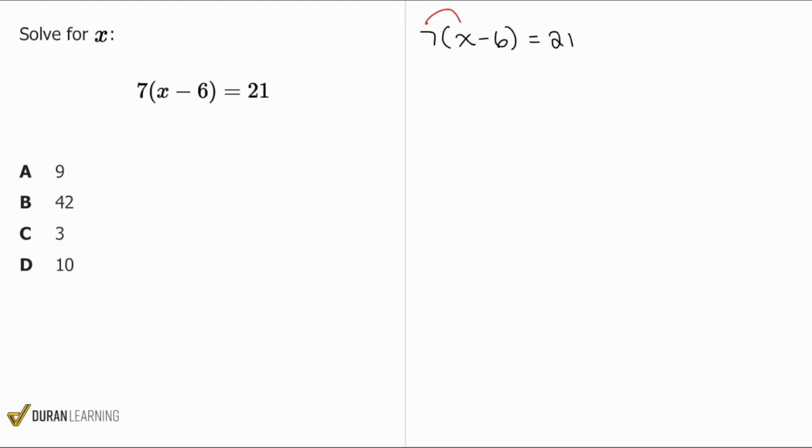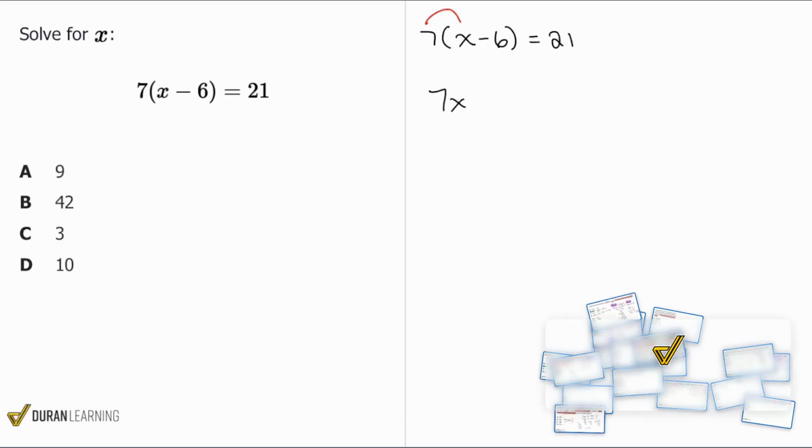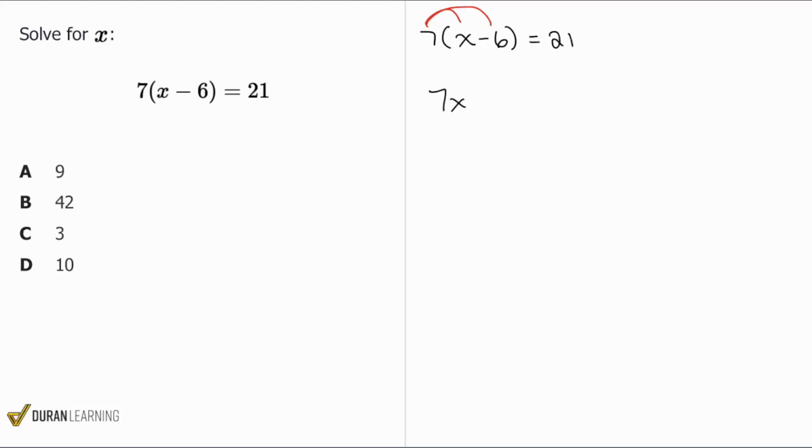When we distribute the 7 to the x, we get 7x. But don't forget, everybody, because once we distribute to all terms, you've got to be careful there. So with that, we have 7 multiplied by the negative 6. Everybody, what is 7 multiplied by negative 6 going to give us? Yeah, 7 multiplied by negative 6, that's going to end up at 42, but negative 42. So we have 7x minus 42 is going to equal 21.